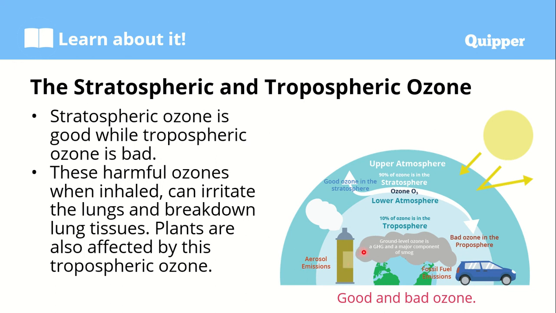Okay, let us consider this figure or this image now. So this one is the stratosphere. It is the area where ozone layer should be located. So dito natin makikita yung good ozone. Good ozone in the stratosphere. So 90% of ozone is in the atmosphere. Now, in the lower atmosphere or in the troposphere, there is also a percentage of ozone. 10% of ozone is in troposphere.